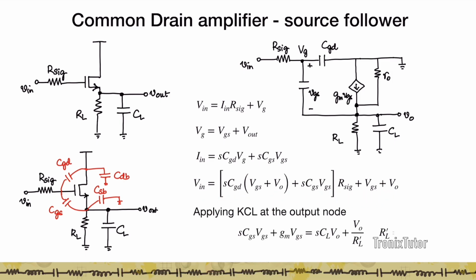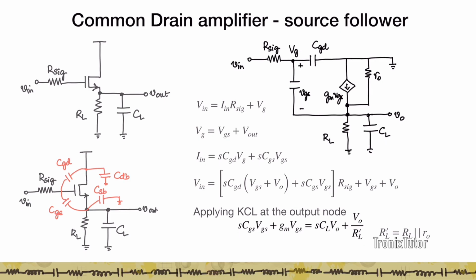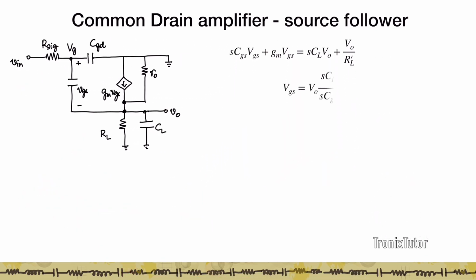Now I apply KCL at the output node here, and what I have at the output node is total incoming current is sCGS VGS, that is through the CGS, plus gm VGS should be equal to the current flowing out through RL and R0. So again RL prime I've taken to be RL and R0 because these two are essentially parallel to each other. And then I have a current flowing through the load capacitance, which is sCL V naught. So again, I have two equations between V in, V out, and VGS. So I can eliminate VGS from one and find the gain. So we'll do precisely that.